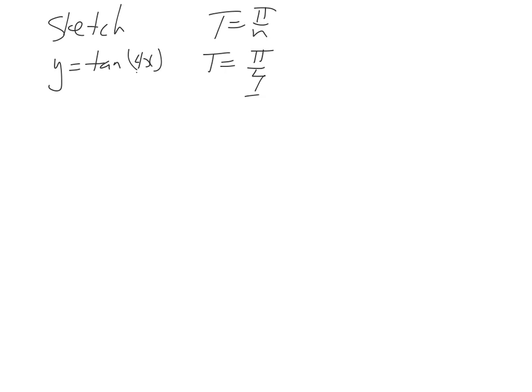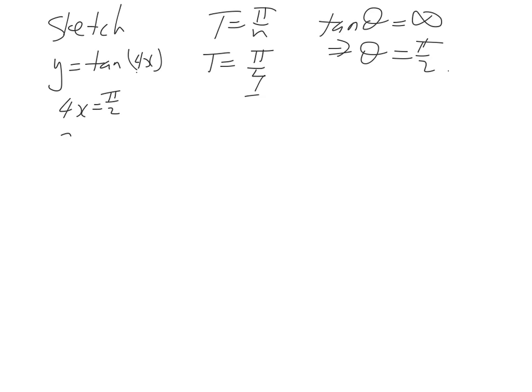The next thing we want to work out is where we're going to asymptote. Now we know that if we've got tan of theta, that's going to asymptote at pi on 2. So for tan to asymptote, for that to be infinity, we imply that theta has to equal pi on 2. So if we want our function here to asymptote, 4x has got to equal pi on 2. So we say 4x equals pi over 2, multiply both sides by 4, so we have x equals 4 pi over 2. So we're going to asymptote.